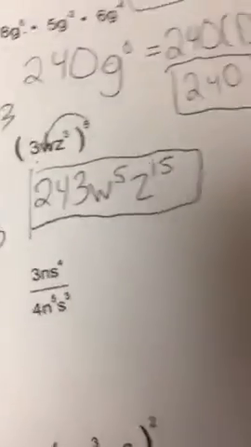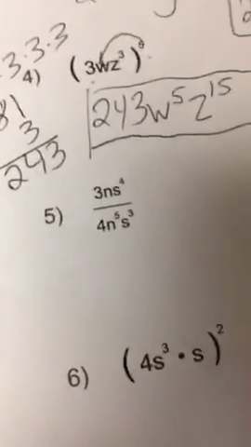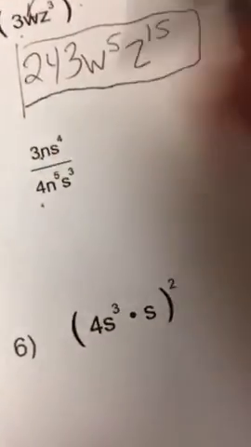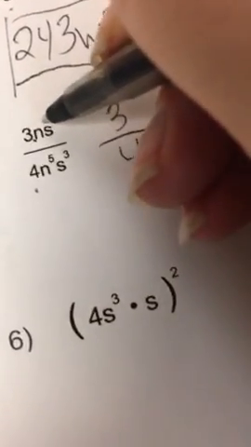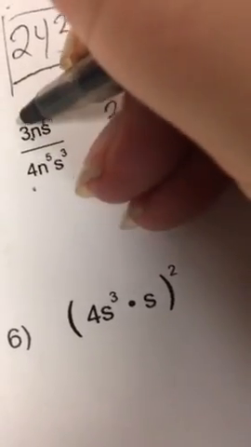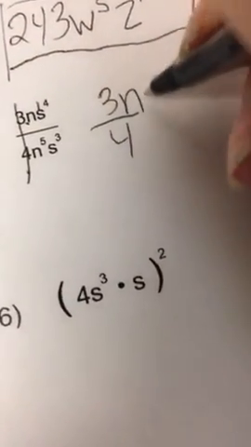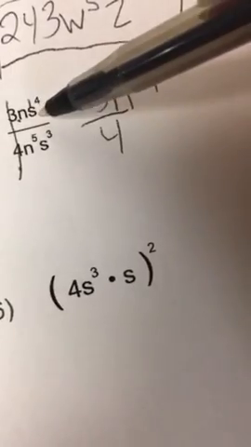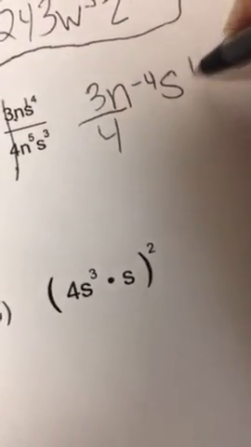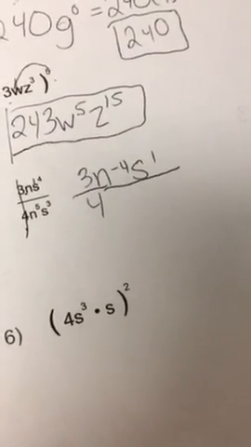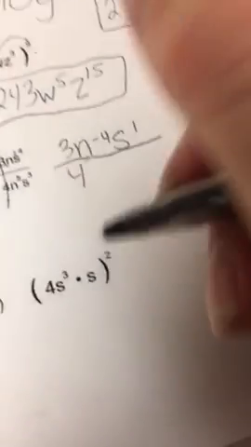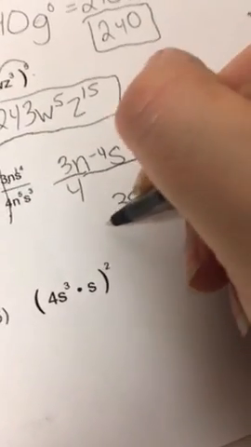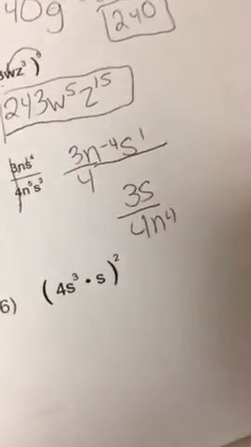For problem number 5, I'm dividing. I'm going to go from left to right. 3 divided by 4, I'm just going to keep that as 3/4, n to the 1st, and n to the 5th. 1 minus 5 is n to the negative 4th. And then that would be s to the 1st. The only thing I don't like about this is that there is a negative exponent. So I'm going to move my n to the negative 4th to the denominator. So I get 3s over 4n to the 4th.